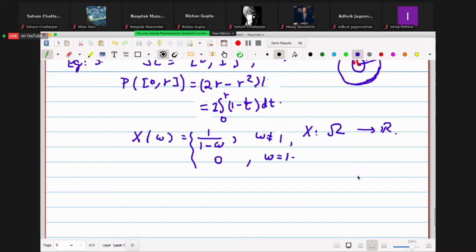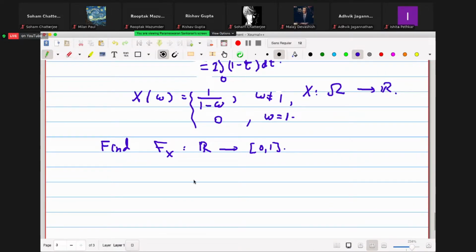Correct? Now find f of x, from R to 0, 1. All right. So this is an interesting function. I'll just tell you how to go about it. I'm not going to complete this problem because I will not have time to discuss other things that I want to discuss today, but I'll just help you set up the problem. Sorry, I always use t here. Doesn't matter what you use.